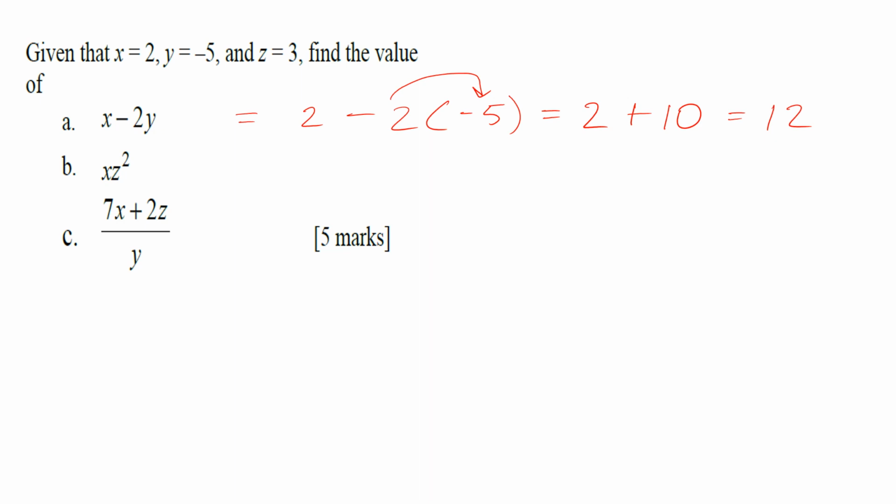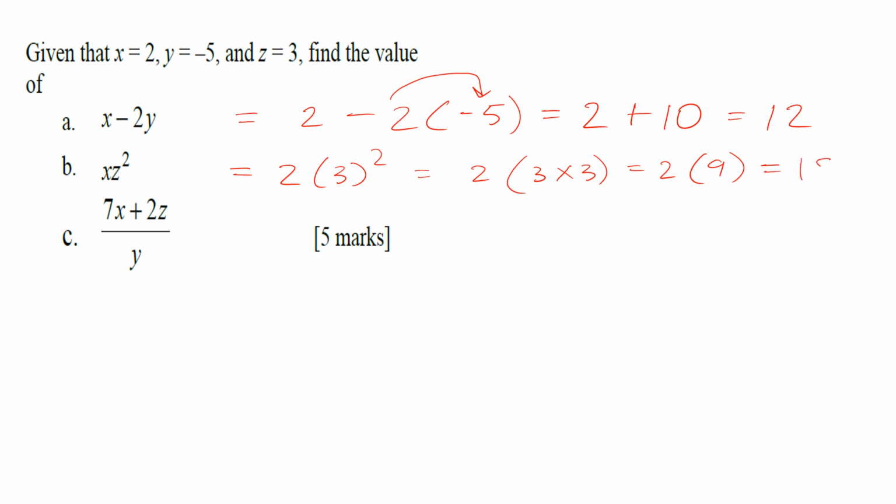Let's look at B now. Let's substitute, replace. X is 2, and Z is 3. Then we square that. Now, this is saying 2 times 3 times 3. So we must work the power, the exponent, first. So that's 2 times, in bracket, 3 times 3 is 9. So it's 2 times 9, which is equal to 18.